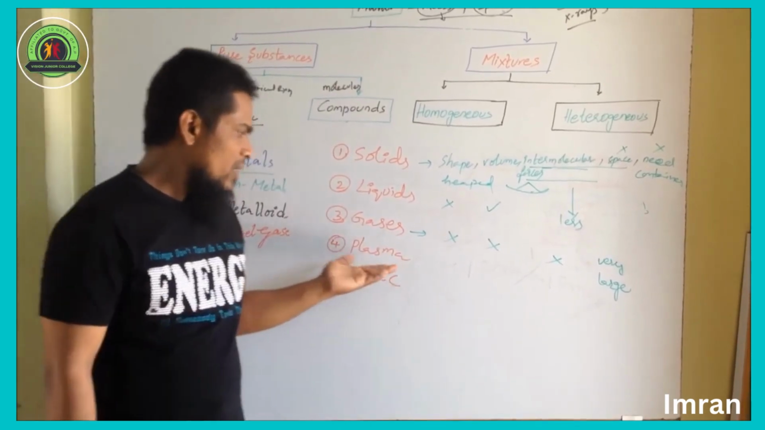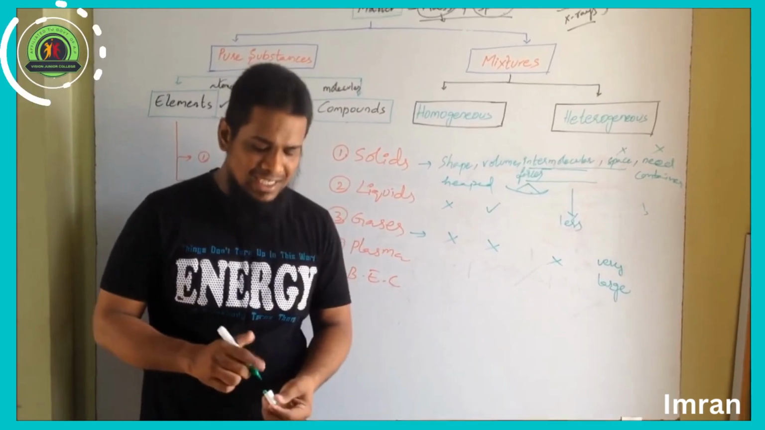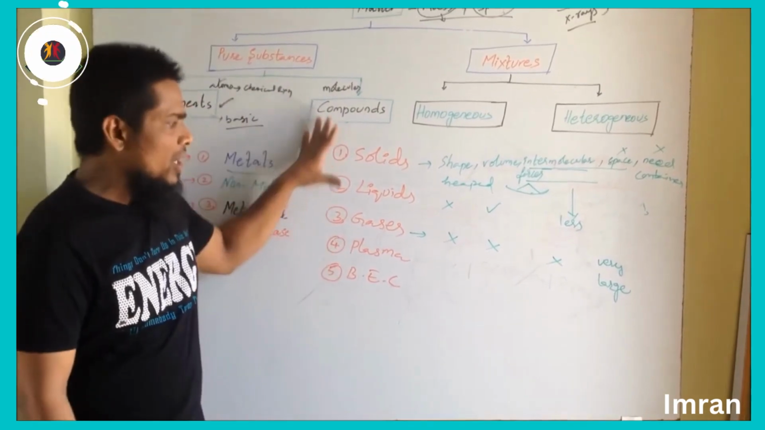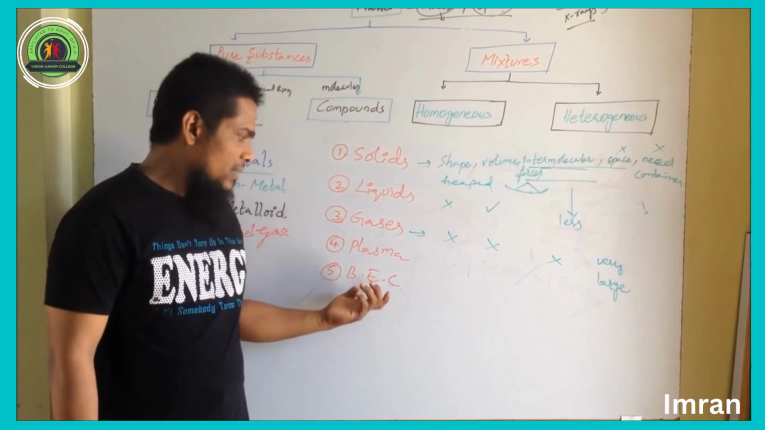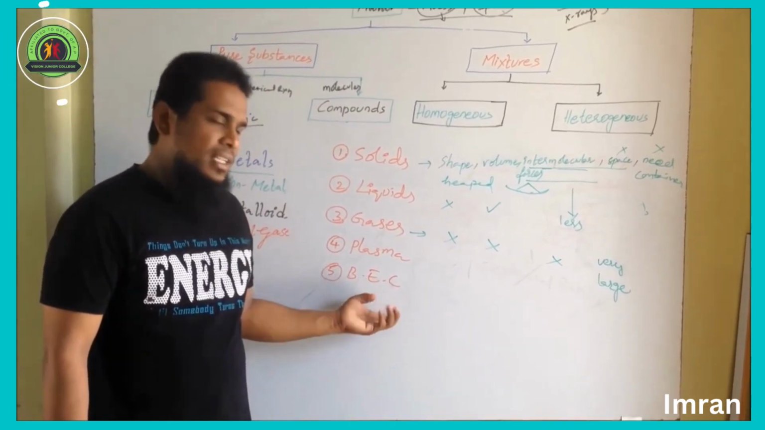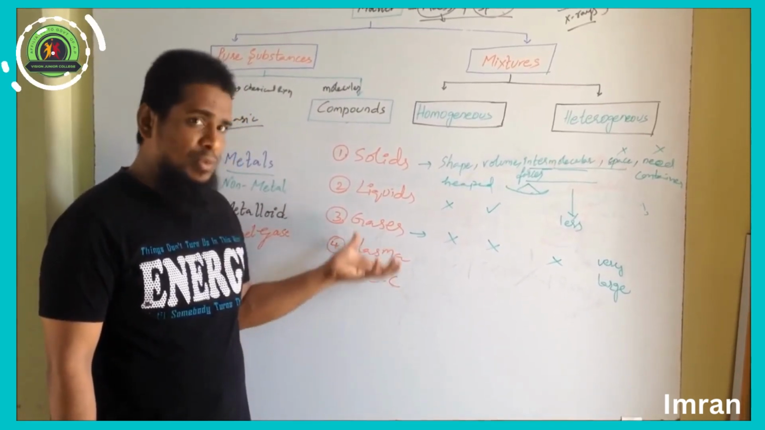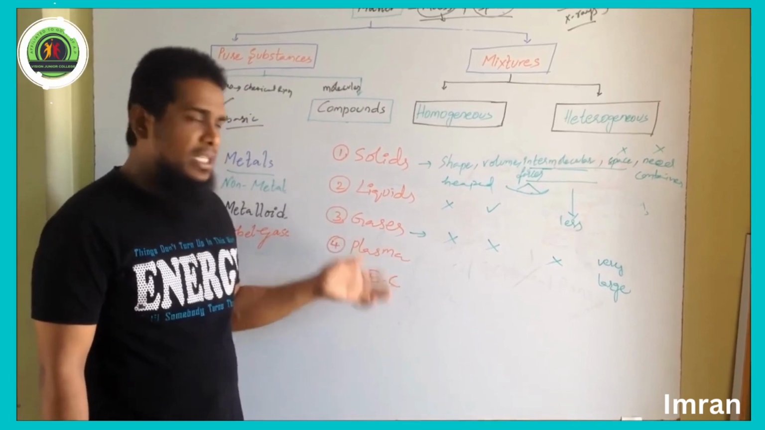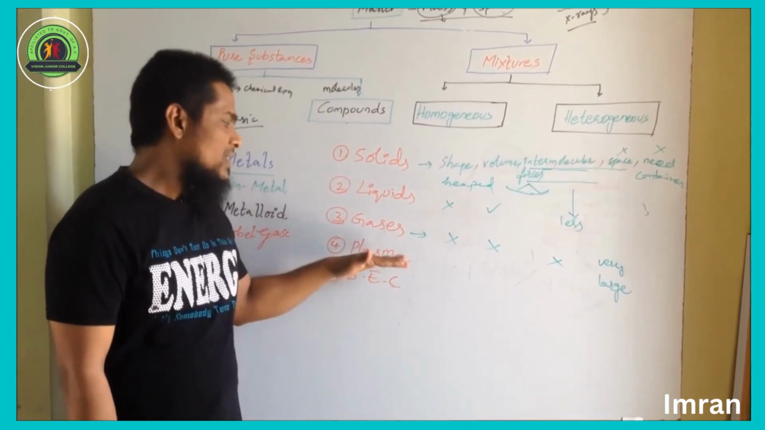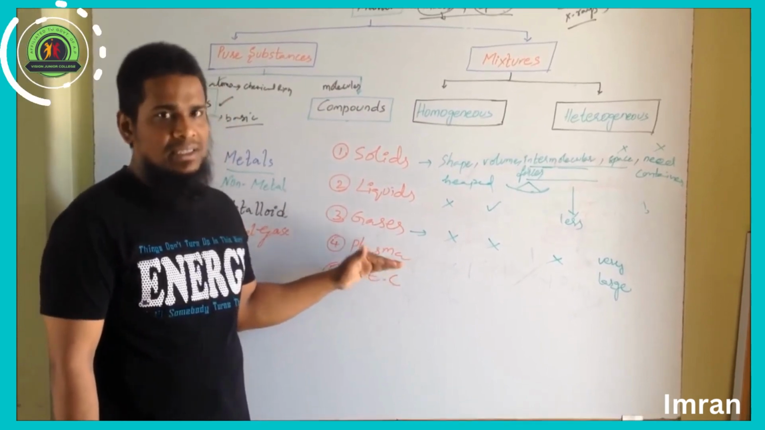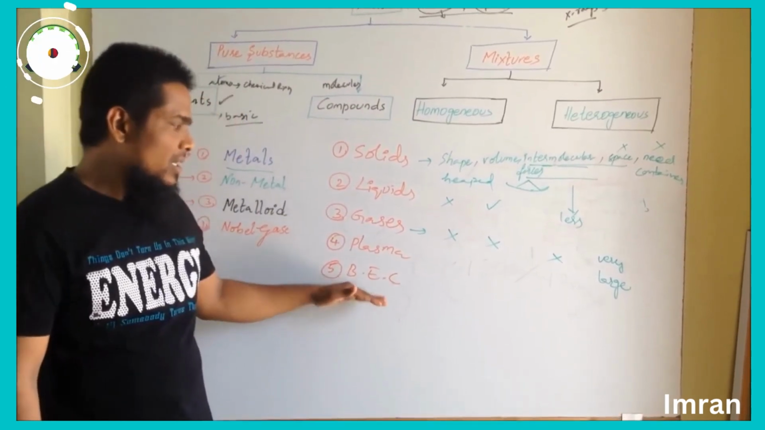Now what about plasma and Bose-Einstein condensate? These are the states which do not fit in these 3 cases. Plasma state and Bose-Einstein condensate, these are 2 special states whose properties do not fit in these 3 cases. Therefore we are studying them as a separate case, plasma and Bose-Einstein condensate.